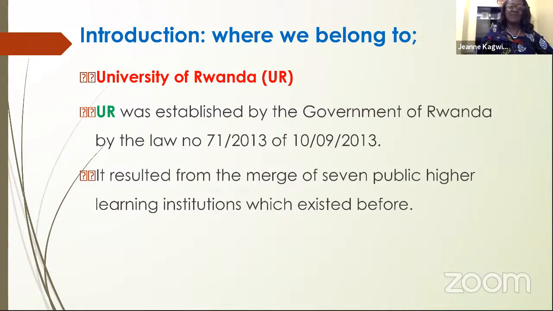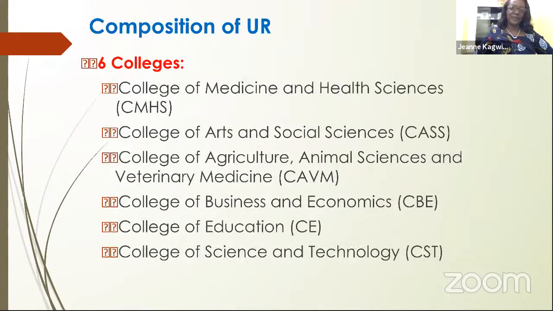The University of Rwanda was established by the government of Rwanda in 2013. It resulted from the merger of 7 public higher learning institutions which existed before, for example the National University of Rwanda, known as NUR, the Kigali Health Institute, known as KHI, and others. The University of Rwanda is composed of 6 colleges. The College of Medicine and Health Sciences, known as CMHS, our college, the College of Arts and Social Sciences, the College of Agriculture, Animal Sciences and Veterinary Medicine, the College of Business and Economics, the College of Education, and the College of Science and Technology.